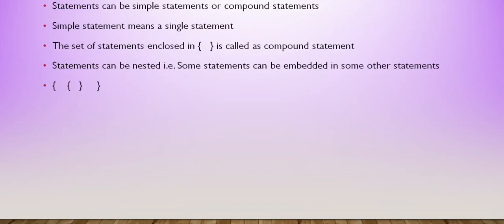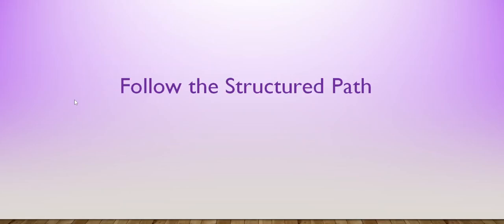Statements can be simple statements or compound statements. We are saying S1, S2, S3, S4, etc. Those statements can be simple statements, that means a single statement, or they can be a group of statements enclosed in flower brackets. Such statements are called compound statements. So you can have control over the execution of simple statements and also compound statements. Statements can also be nested like this. These statements are within these flower brackets and also within this flower bracket, so they are called nested statements.